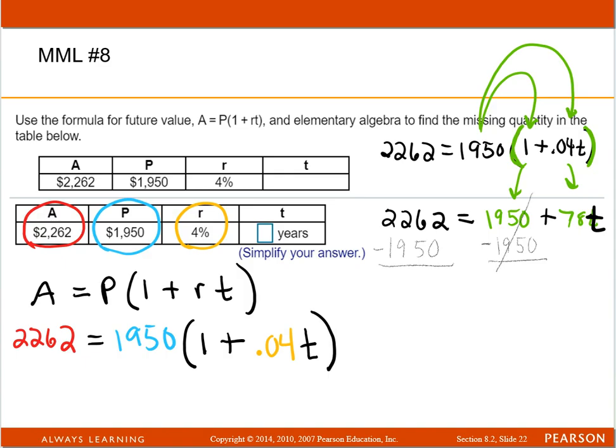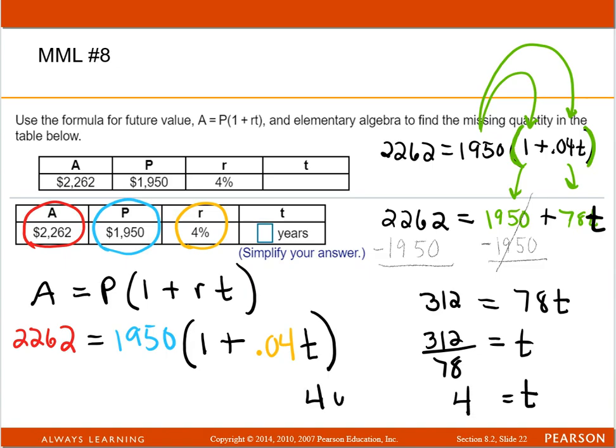1950 minus 1950 is 0. And 0 plus 78t is still a 78t. And then 2,262 minus 1950 on the left side of the equal sign leaves me with the 312. And now I'm just down to, well, if 78 times some number is 312, then 312 divided by the 78 should give me my number. And when you divide that, you get 4. So the answer is 4 years. Booyah. And that's number 8.